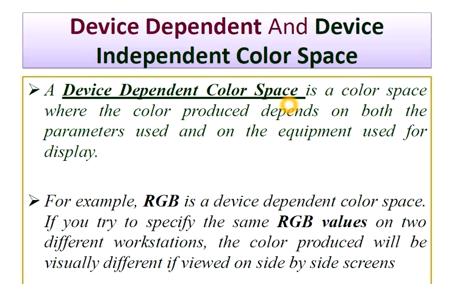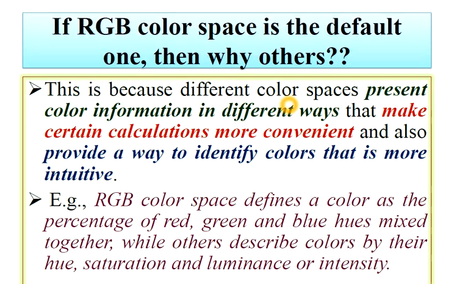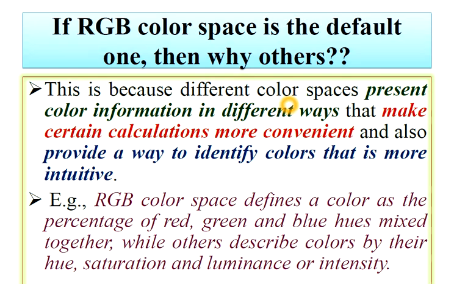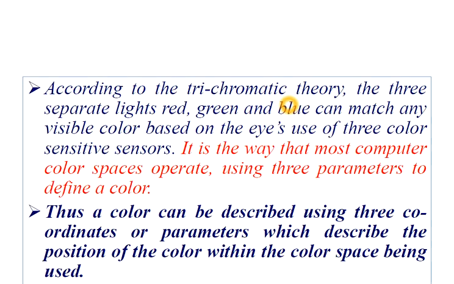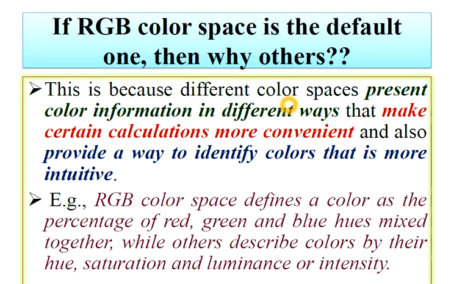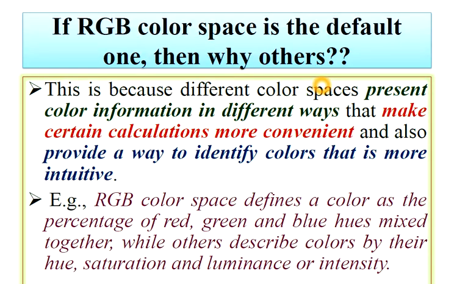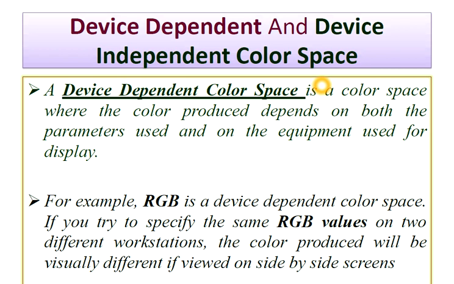So coming to today's questions, the first question is: how is color space related to color with respect to trichromatic theory? Second question is: define color space and define device dependent and device independent color space. And the third question is: if RGB is the default color space, then why do we need other different color spaces?